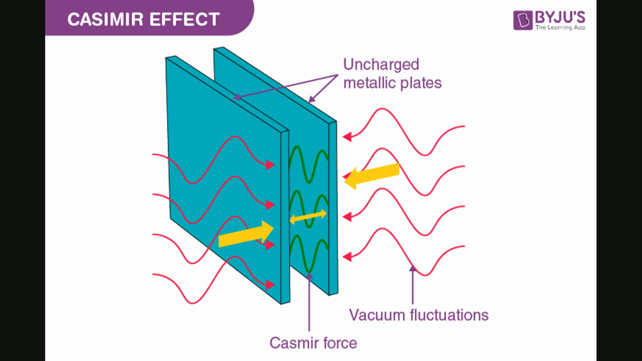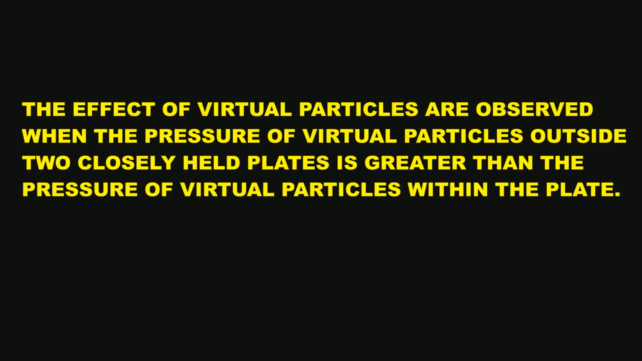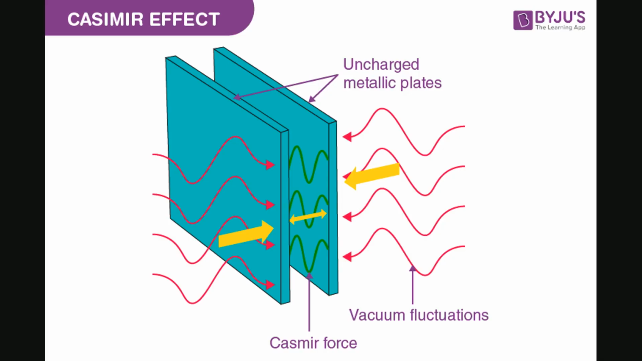The Casimir effect explains that the effect of a virtual particle is seen when the amount of virtual particles, that's the pressure, outside two closely held plates is greater than the amount of virtual particles or pressure within the plates, and this creates a physical force.